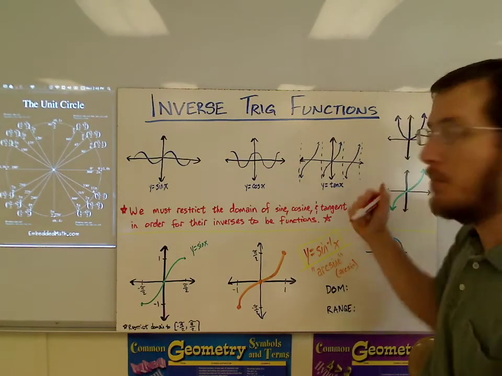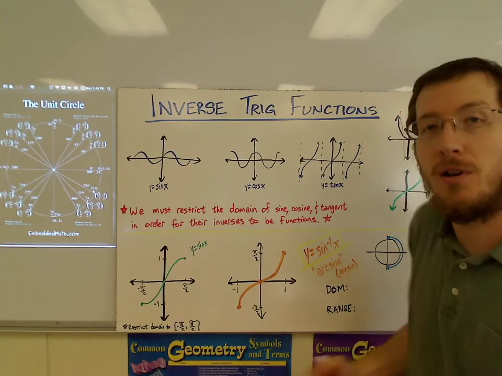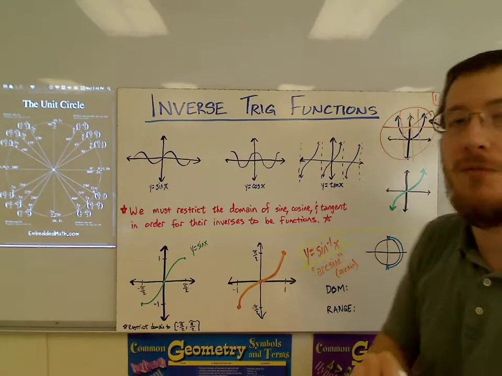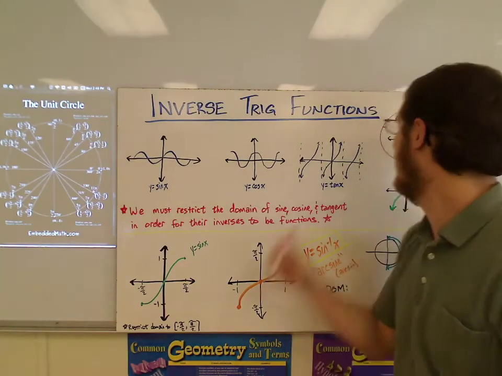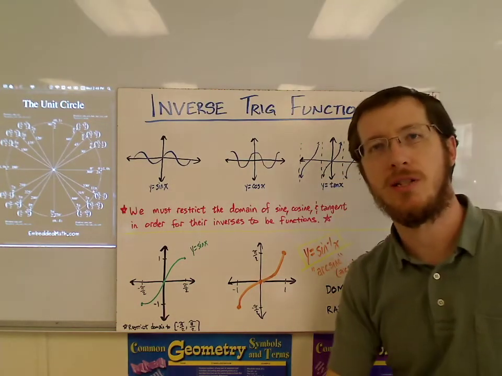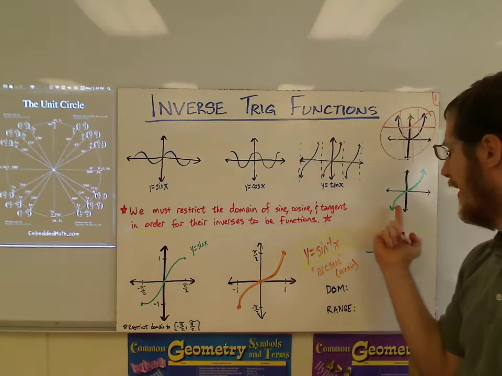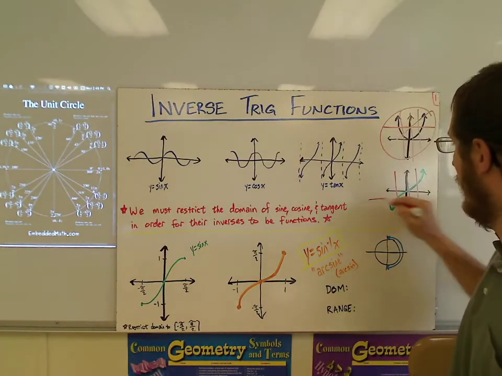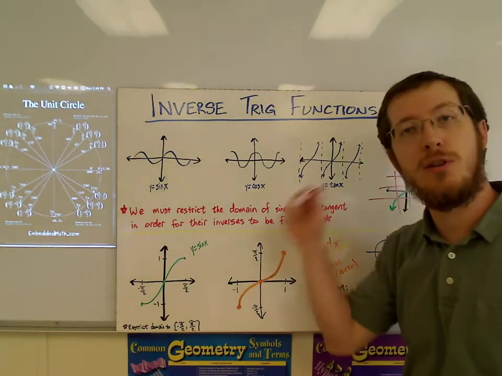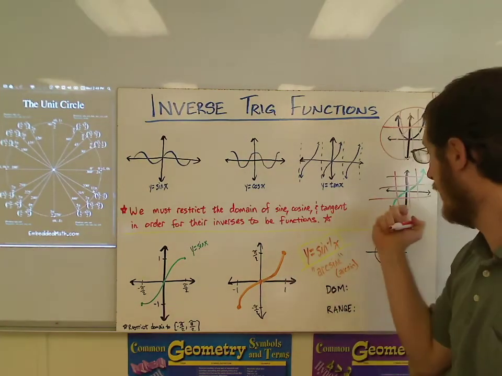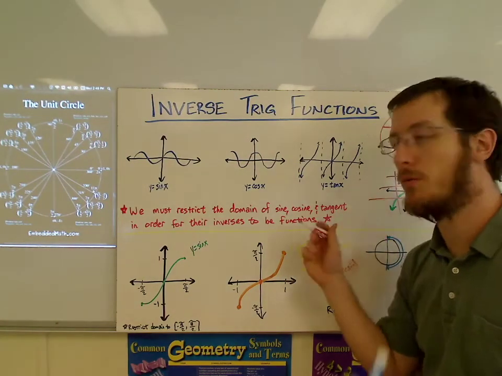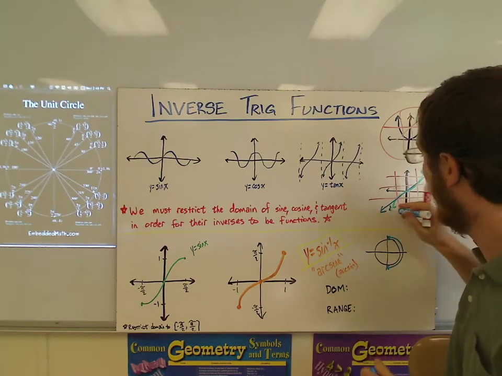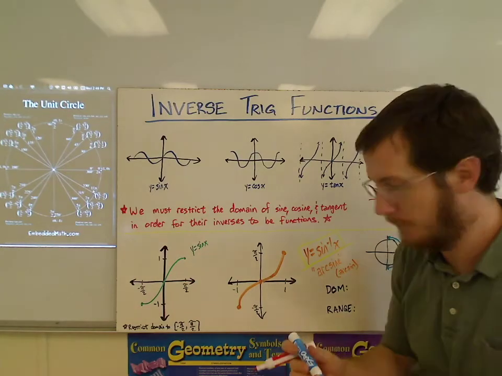Okay, so if we have a parabola, it passes the vertical line test. It only hits each line once, but it fails the horizontal line test. So our parabola or our quadratic functions do not have inverses. If we look at something like a cubic function, it passes both the vertical line test and the horizontal line test, so a cubic function would have an inverse. And remember, to find the inverse graphically, we would just reflect that graph about the line y equals x to find our inverse.